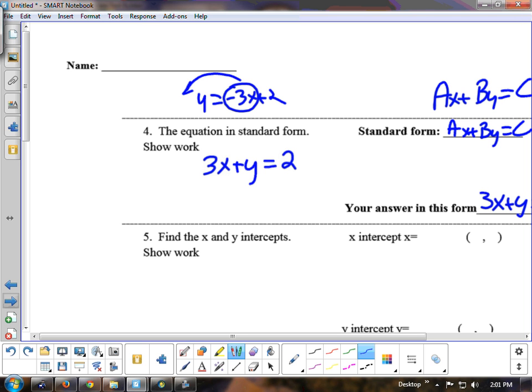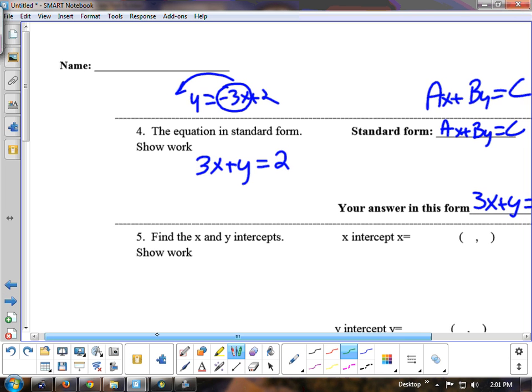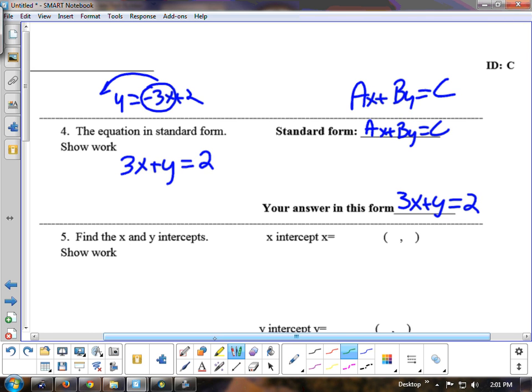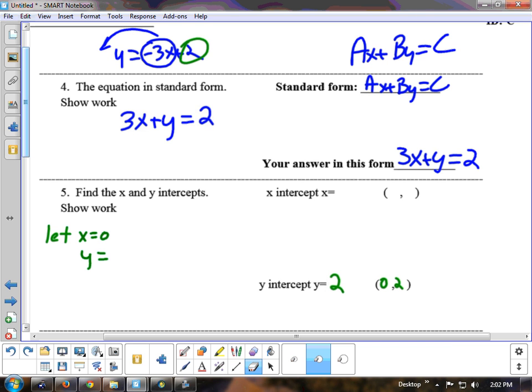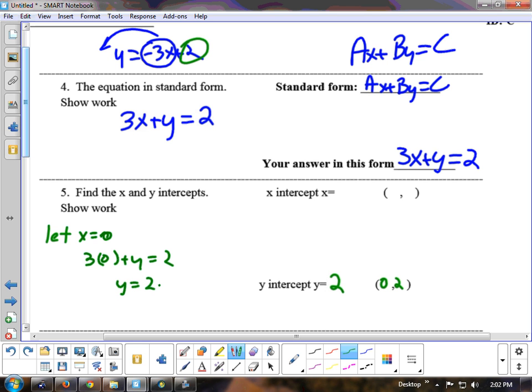Okay, now I need the intercepts. We've already figured out one of the intercepts: the y-intercept is right there. So theoretically, you could just say the y-intercept is 2. The ordered pair is (0, 2). Or we could do like in class: let x equals 0. We can put it in any one of the equations, but let's use standard form, and you get 3 times 0 plus y equals 2, or y equals 2, and that checks with what we have.